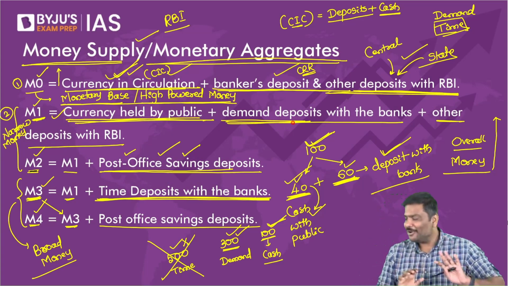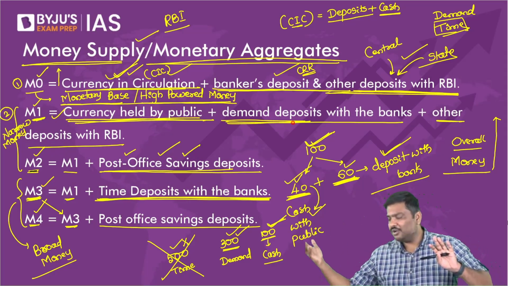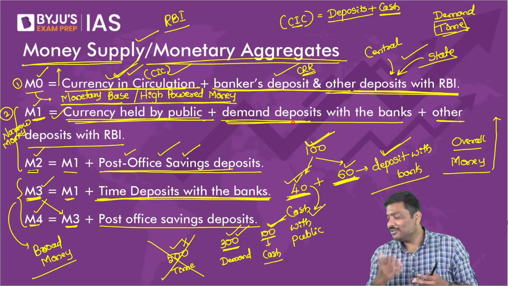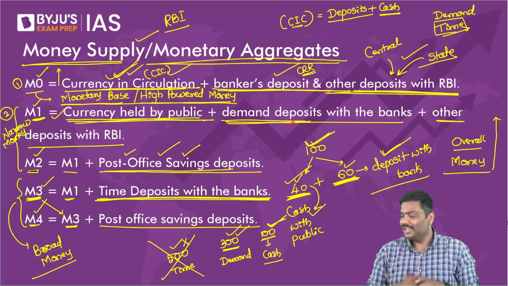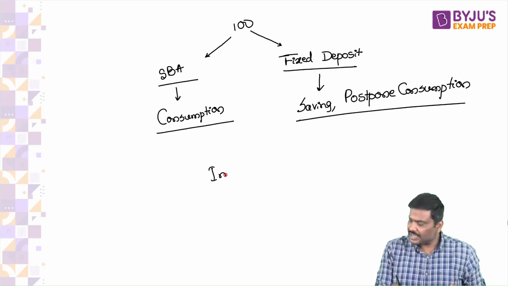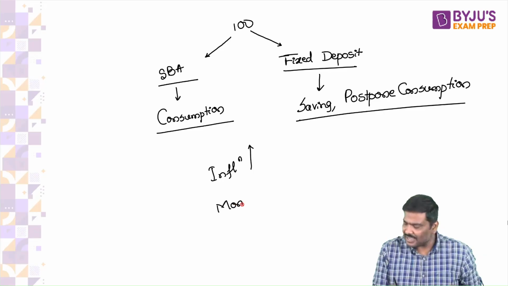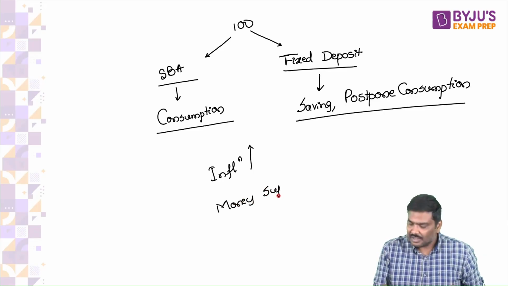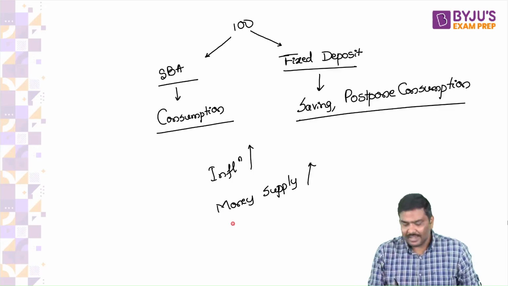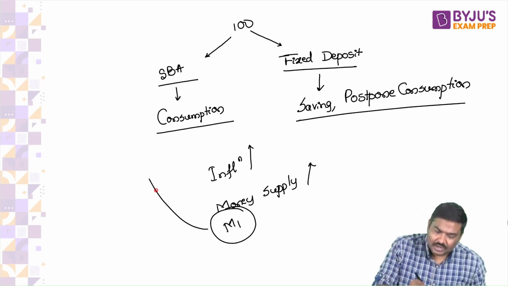Does anybody have difficulty in comprehending the argument that I'm trying to make here? Some of you are saying, no sir, we will reduce it. My dear, if inflation is already high, which means money supply is already higher. Correct? Money supply is already very high, and I'm also saying M1 is very high.